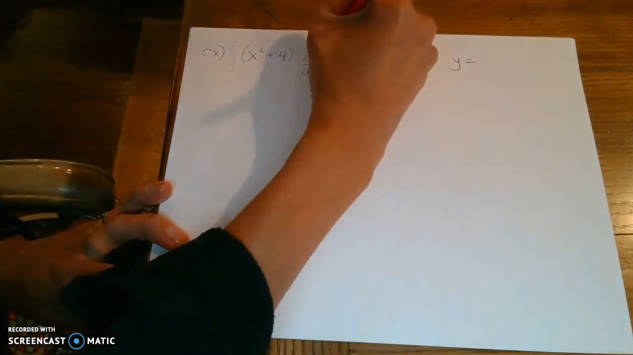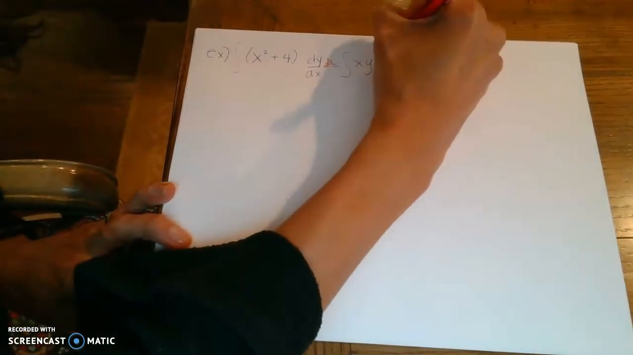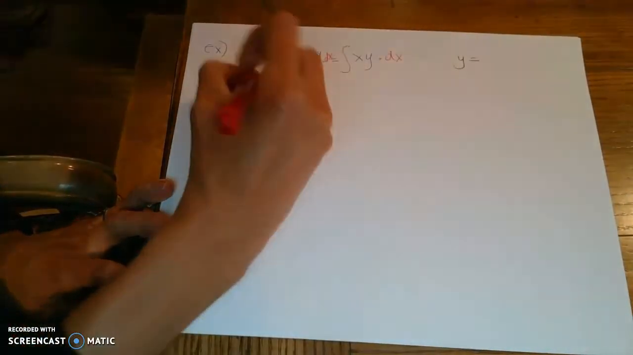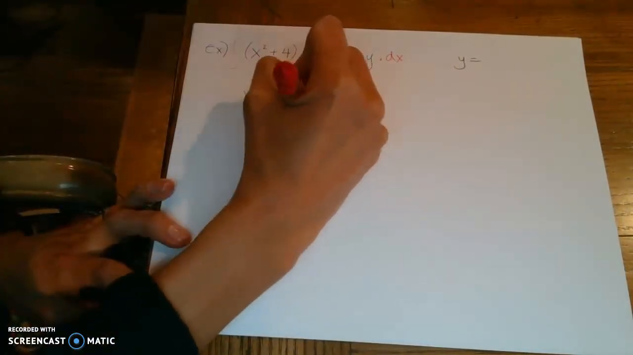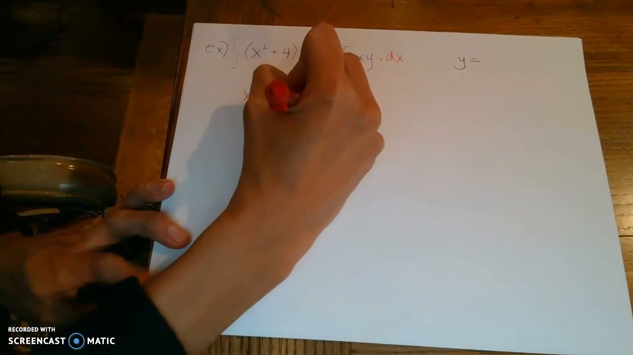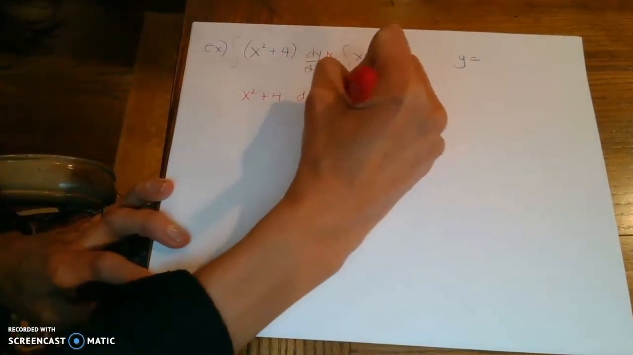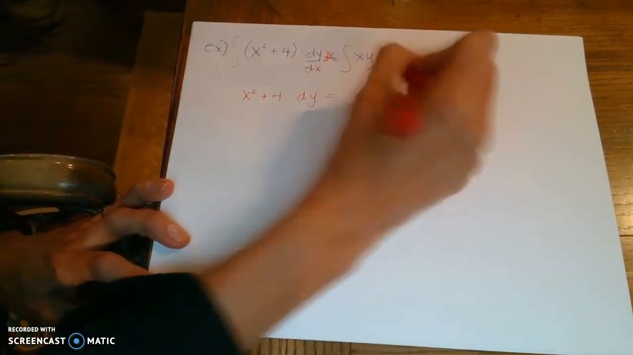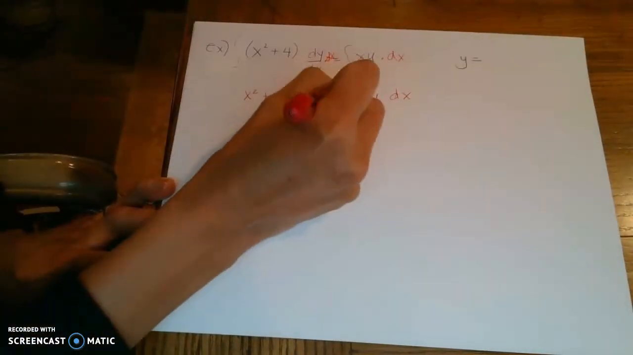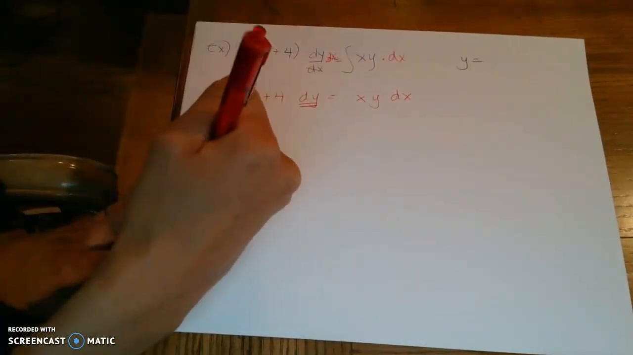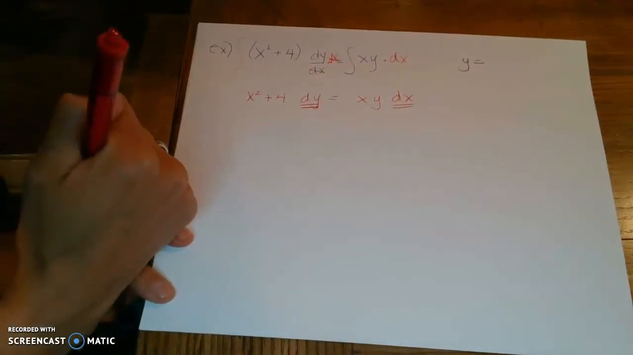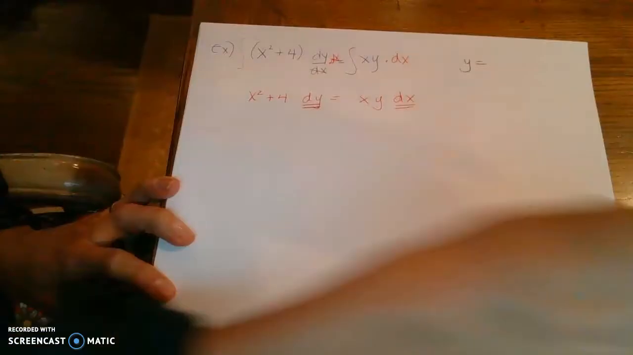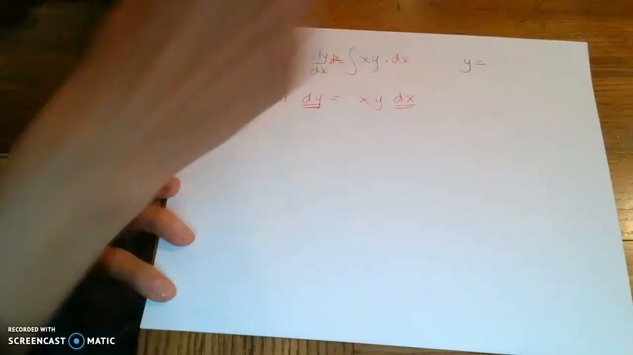So I multiply this side by dx, multiply this side by dx, and now I'm left with x squared plus 4, those dx's cancel. I get dy equals xy dx. So I'm here. This is telling me that on the left-hand side can only be the y variables, and on the right-hand side can only be the x variables. So it's up to me to move those variables to the correct side.